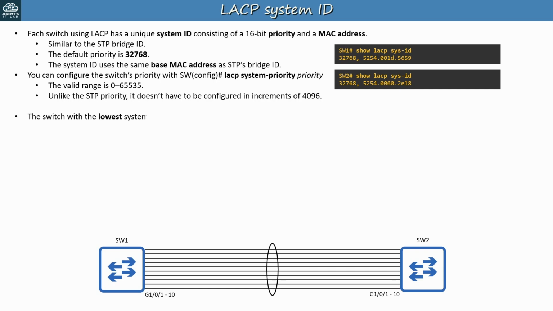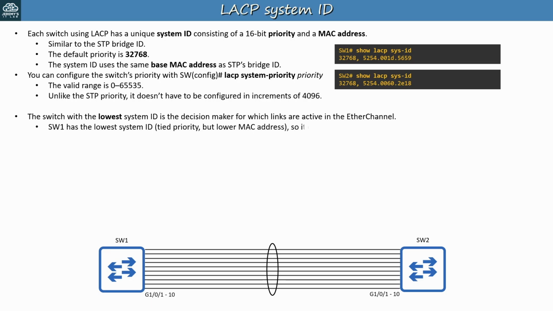The switch with the lowest system ID is the decision maker for which links are active in the EtherChannel. Sort of like how the switch with the lowest STP bridge ID becomes the root bridge. In this case, switch 1 has the lowest system ID, because although the priorities are tied, switch 1's MAC address is lower. And how does switch 1 decide which links are active? The port ID of each port on switch 1 is used to determine which ports are active and which are standby. We'll cover the port ID in the next slide.